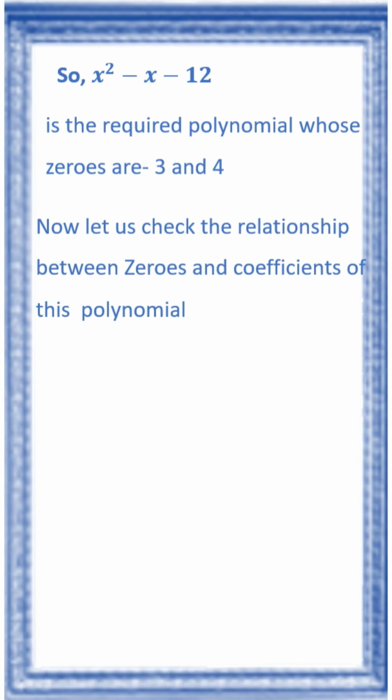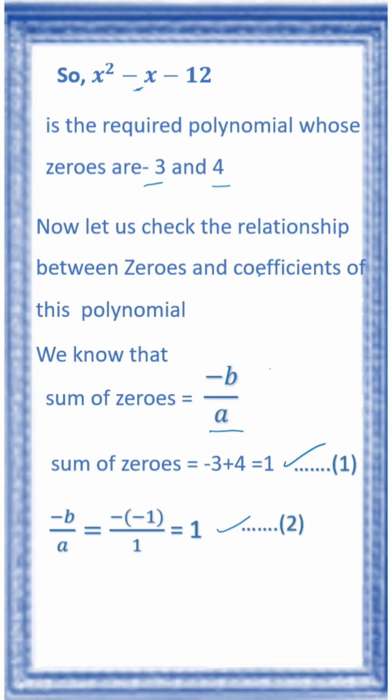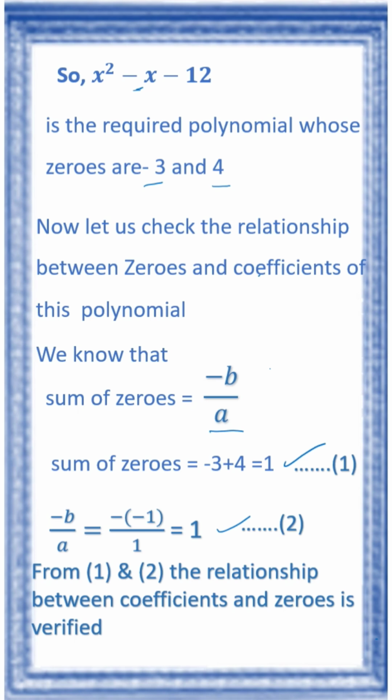Now let us verify the relationship between the zeros and coefficients of the polynomial. We know that sum of the zeros is equal to negative of b by a. Now let us substitute the values. Actually the sum of the zeros, what is it? Negative 3 plus 4, that is 1. Negative b by a: here b is negative 1, so negative of negative 1 by 1, that is 1. And these are equal, isn't it? Let this be equation number 1, and this be equation number 2. From 1 and 2, the relationship between the coefficients and zeros is verified.